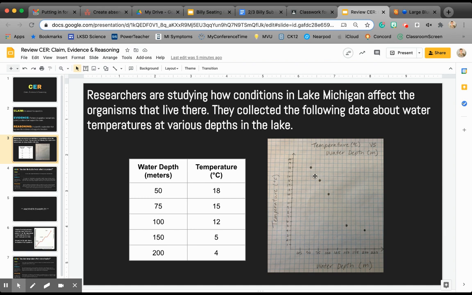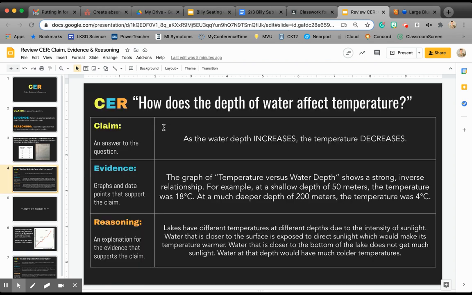Notice that the pattern in our data points here suggests that it's maybe an inverse relationship, because if we were to draw a line through these points, it would kind of point downwards towards the right-hand side. So that would tell us that as the water depth is getting larger and larger, the temperature is getting smaller and smaller. So let's take some of those patterns, some of those ideas, and let's write a claim, evidence, and reasoning that helps us answer the question, how does the depth of water affect temperature?